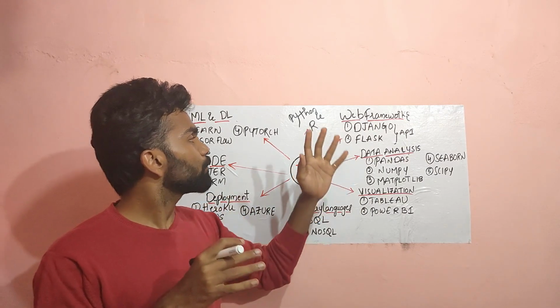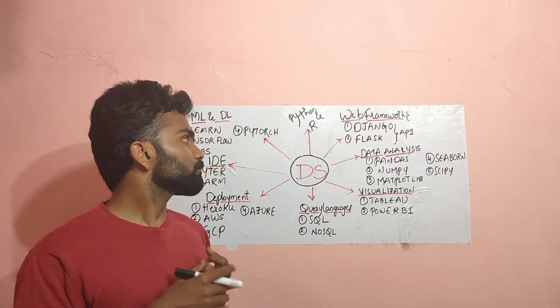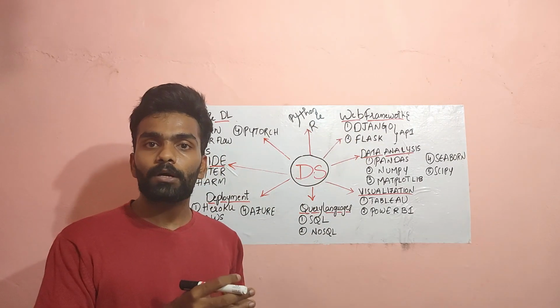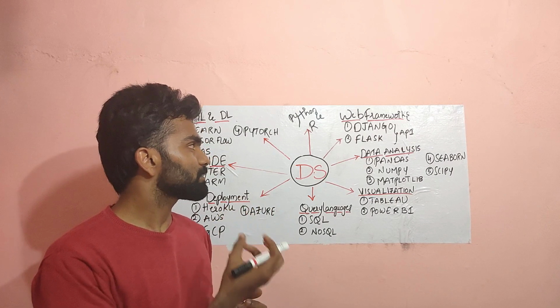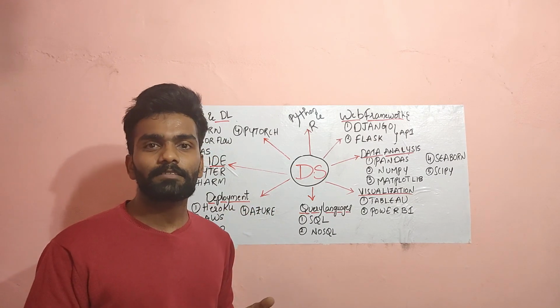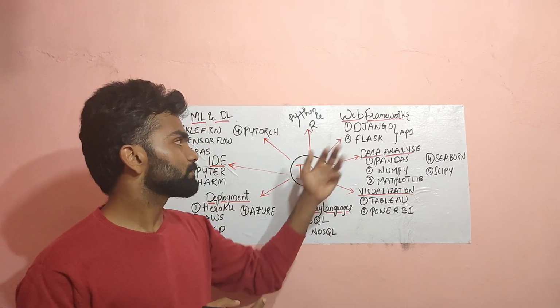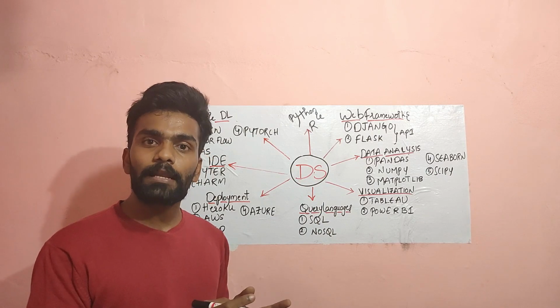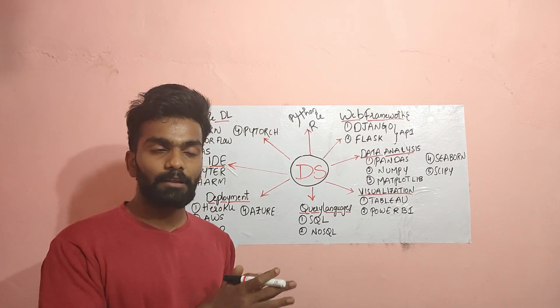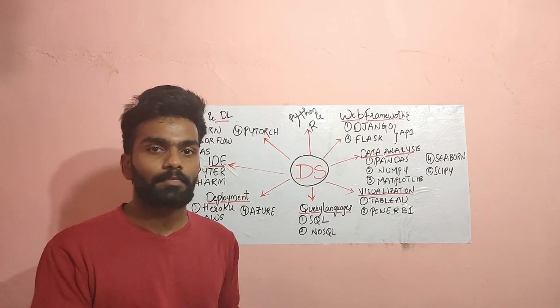Now the next thing is web frameworks. The frameworks which you have to know are Django and Flask. There are a lot of frameworks. Just we're gonna use these. These are very simple, and it will be very easy to create APIs.